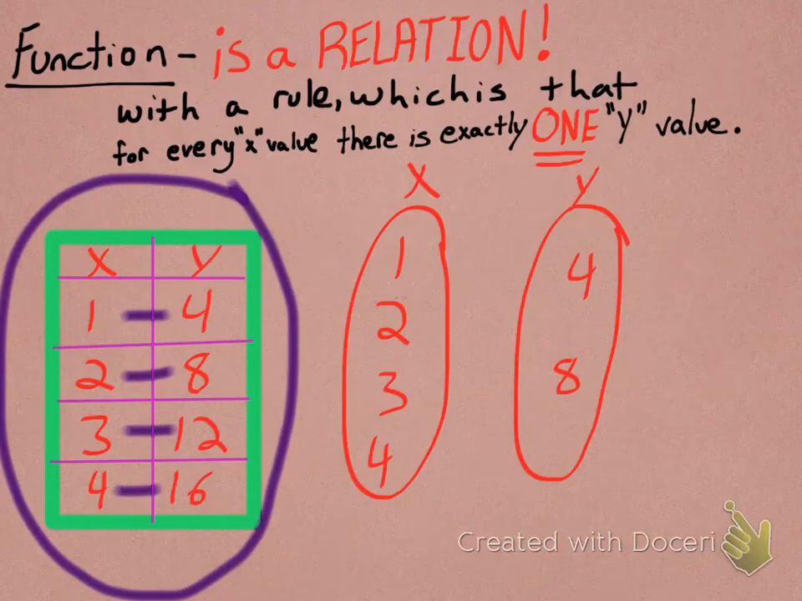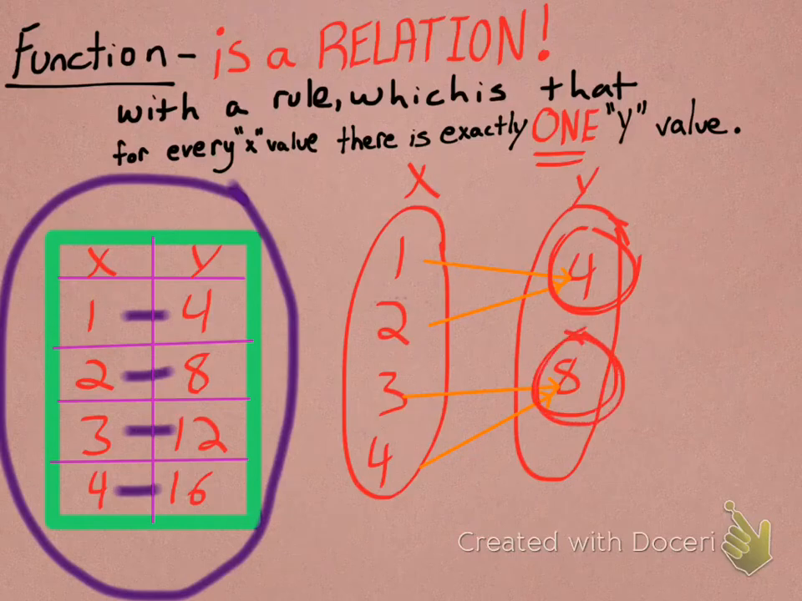What about this one? Let's say 1 goes with 4, and 2 goes with 4. 3 goes with 8, and 4 goes with 8. Is this a function? Well, let's look at it. 1, that x value has to go with exactly one y. Does it go with exactly one y? Yeah, 4. 2 goes exactly with one y. 4. 3 goes exactly with one y. 8. And 4 goes exactly with one y. 8. So this is also a function.